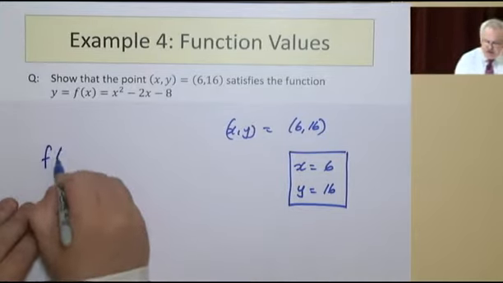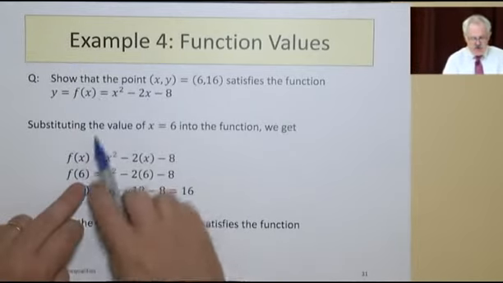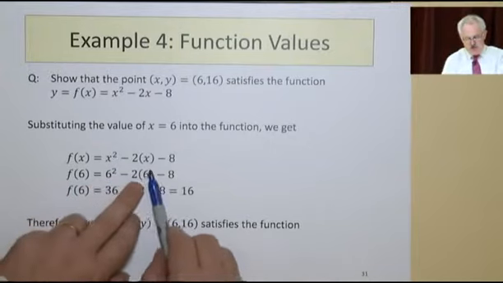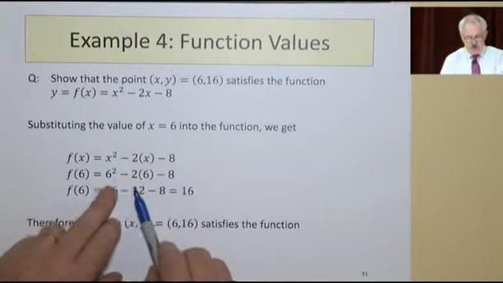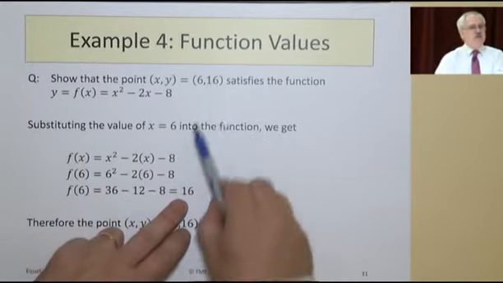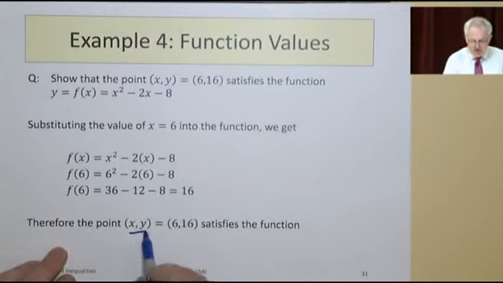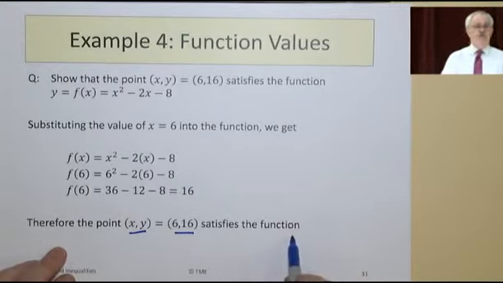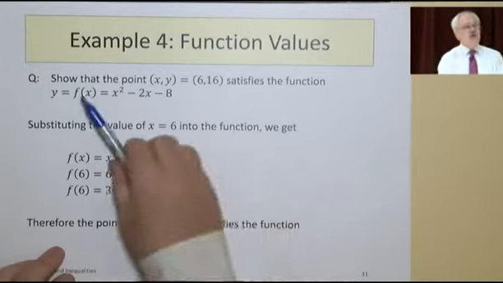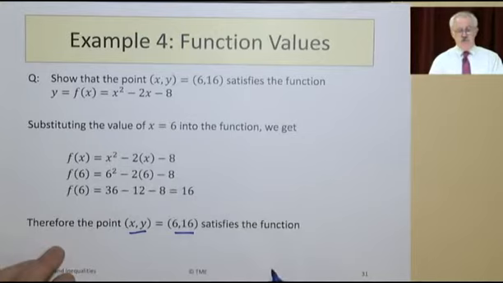So we're now going to try f(6). And that's really what we're doing here. We're plugging in the number 6 into f. So f(6) is 6 squared minus 2 times 6 minus 8. 36 minus 12 minus 8 turns out to be 16. And that's what we were asked to prove. So on this particular equation, (6, 16) does satisfy the function. The point (6, 16) will be on the graph. We weren't asked to draw the graph. We were just asked, does that point satisfy the function? And it does.